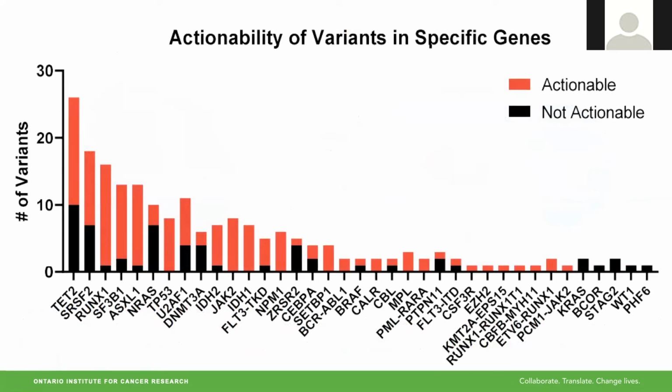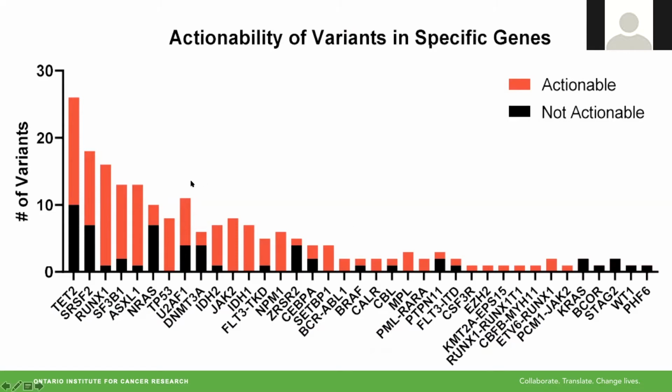Now, this is showing you the frequency of mutations by individual gene. So a couple of things to note here. There are some genes that were always actionable. So for example, BCR-ABL and PML-RARA. So the RNA fusions, these either have a targeted drug available or they provide important prognostic information.